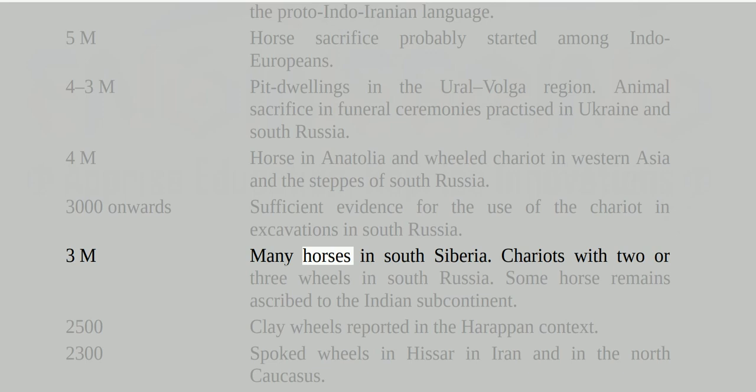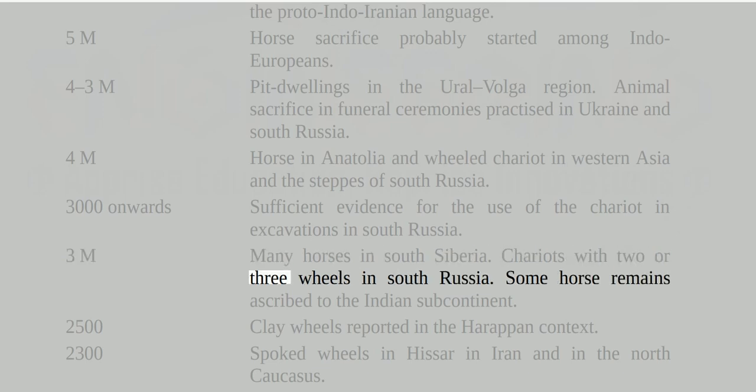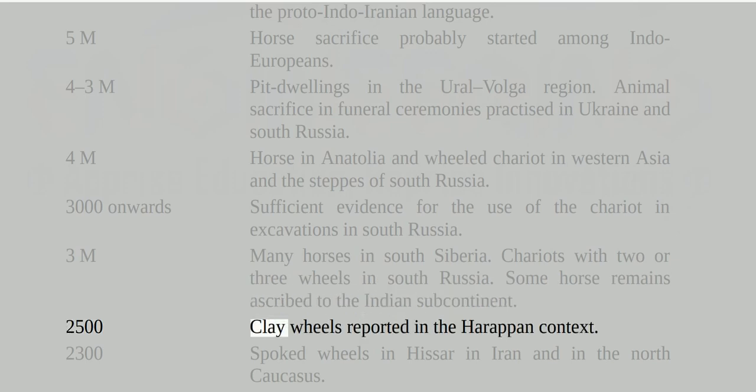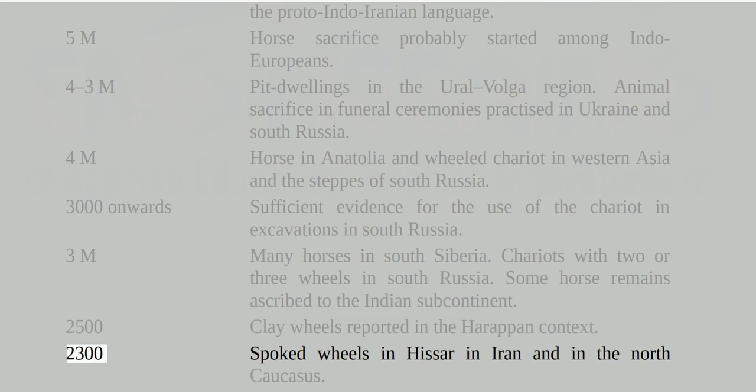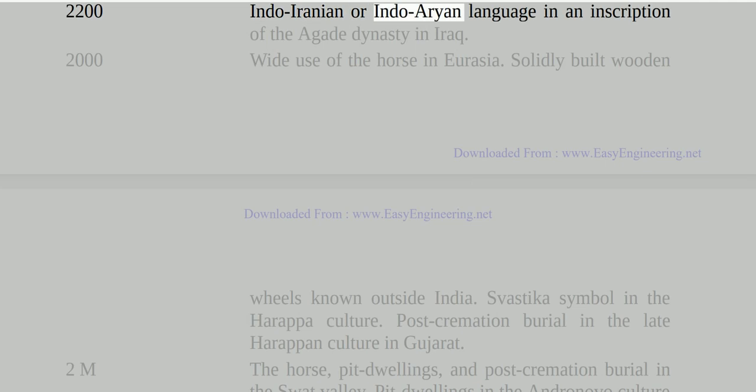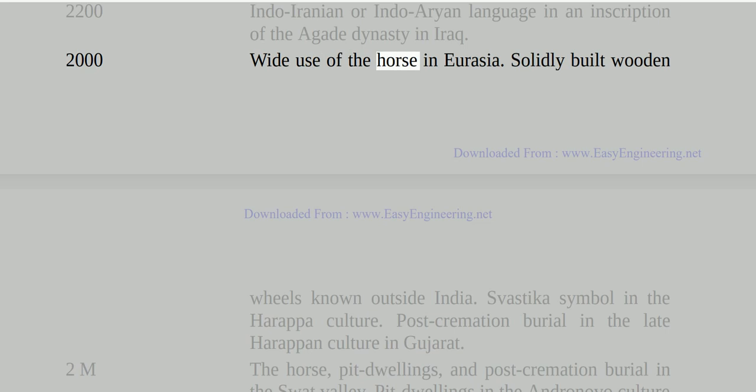Many horses in South Siberia. Chariots with 2 or 3 wheels in South Russia. Some horse remains ascribed to the Indian subcontinent. 2,500 clay wheels reported in the Harappan context. 2,300 spoked wheels in Hisar in Iran and in the North Caucasus. 2,200 Indo-Iranian or Indo-Aryan language in an inscription of the Akkad dynasty in Iraq. 2,000 wide use of the horse in Eurasia.